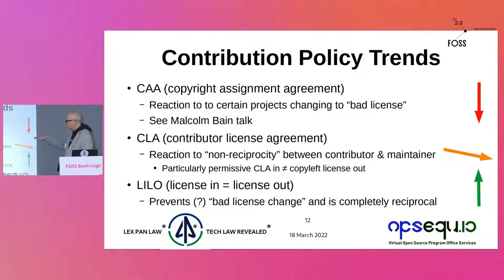So I have it as a little bit of a down here, not completely down, just because there is some subset of developer advocates who say that's not the best model to use. License in versus license out is the one that's becoming much more popular. Many advocates are saying that's really the best model to accept contribution because it's completely reciprocal. The project gets the same rights in the author's code that the users get from the project itself. There's no difference in the rights to the project and from the project.